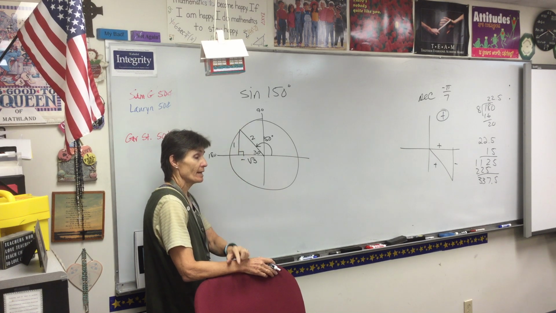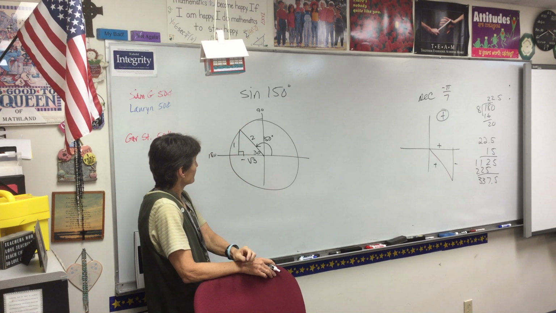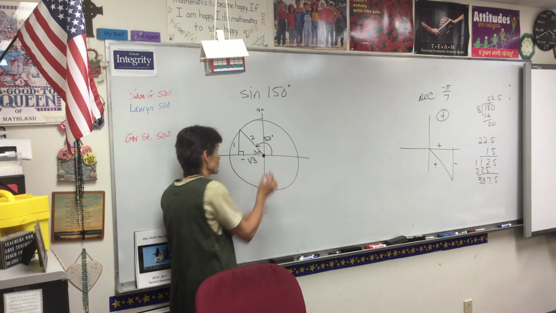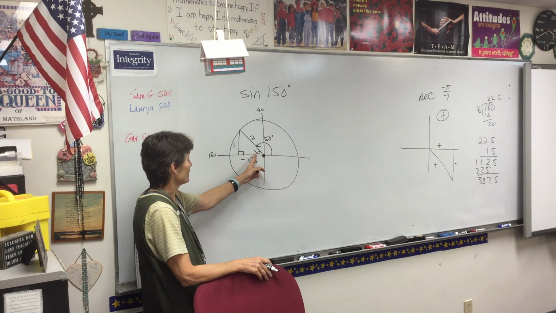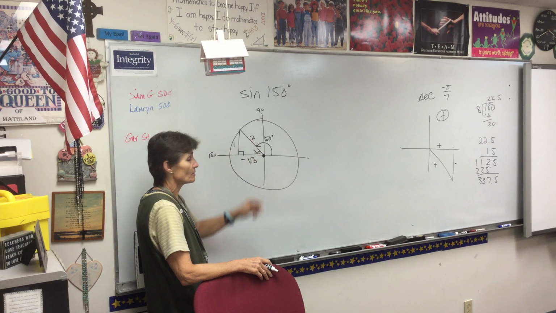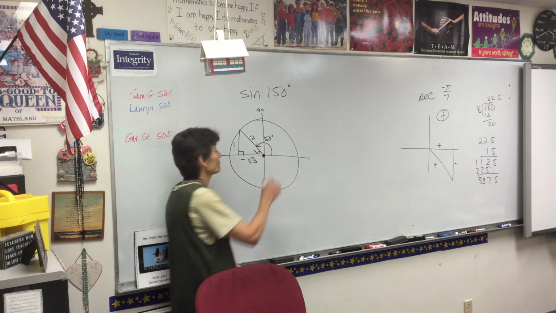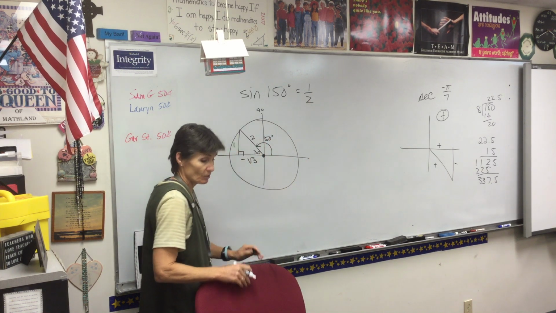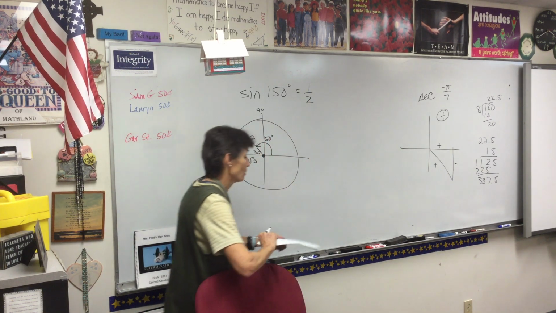Now we want the sine. What's the sine going to be? Opposite over hypotenuse, which, here's your angle. Your angle's always the one at the origin, guys. That's always the angle you look at. So opposite over hypotenuse will be 1/2. And if you typed in sine 150 on your calculator, it would say 1/2.